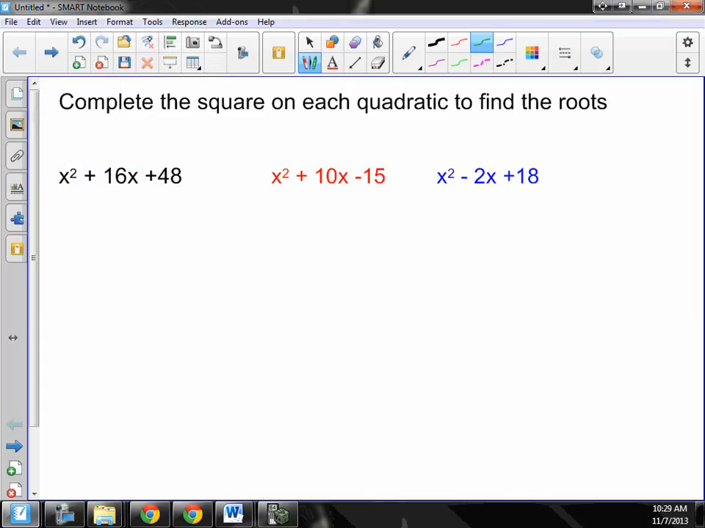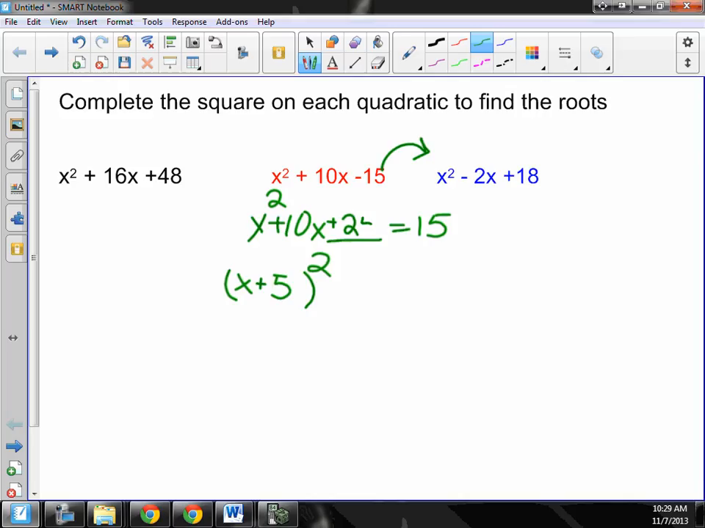All right, for the second one, I'm going to move the 15 to the other side, and I get x squared plus 10x, I leave a space, equals positive 15. Okay, so what goes in my factor? Half of 10, and the 10 is positive, so it's a plus 5. If 5 is my factor, what is my perfect square? 25. So I add 25 to both sides, and I get x plus 5 squared equals 40.